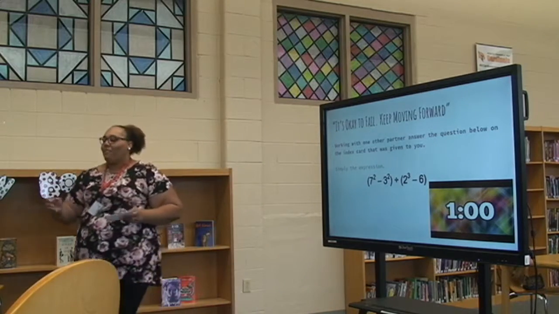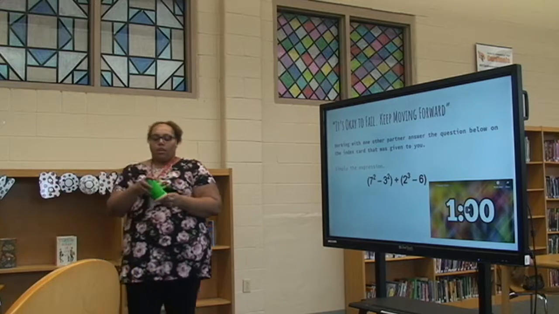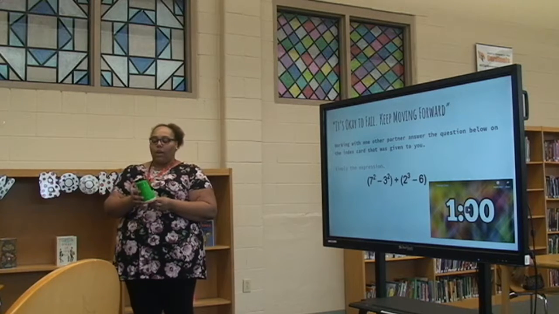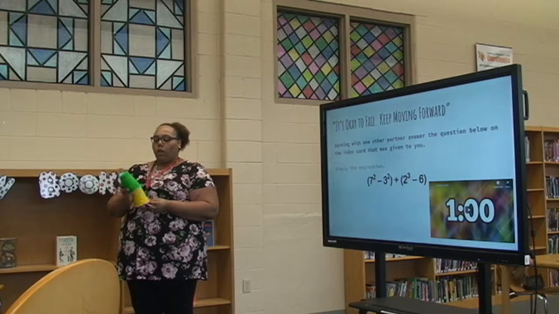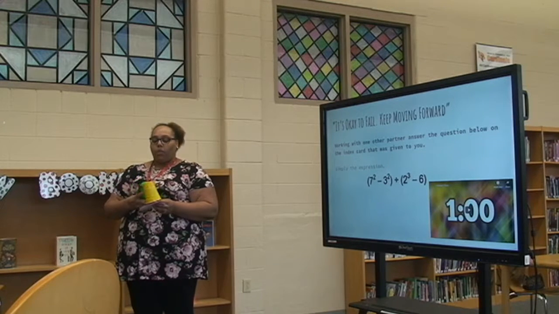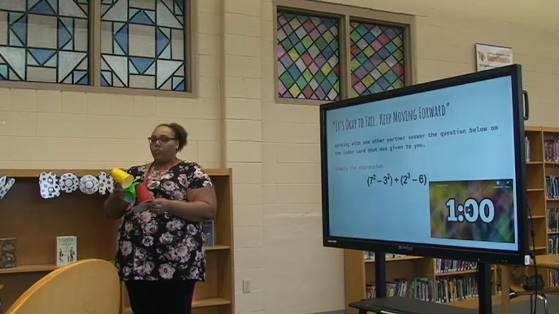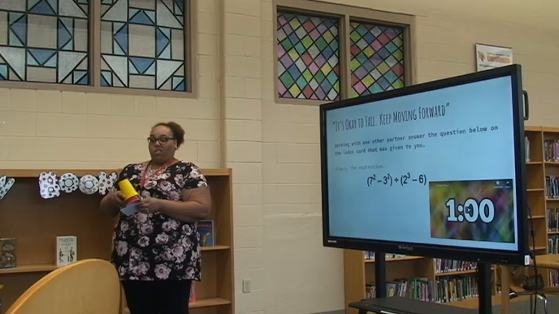All right, so on your tables, I have 3 cups. This is one of my classroom management tactics. The green cup is for when they work in groups. Green means they are good, they have no questions. Yellow means they have a question, but it's not preventing them from working. And red means they have a question that is preventing them from working, and they can't move on any further.